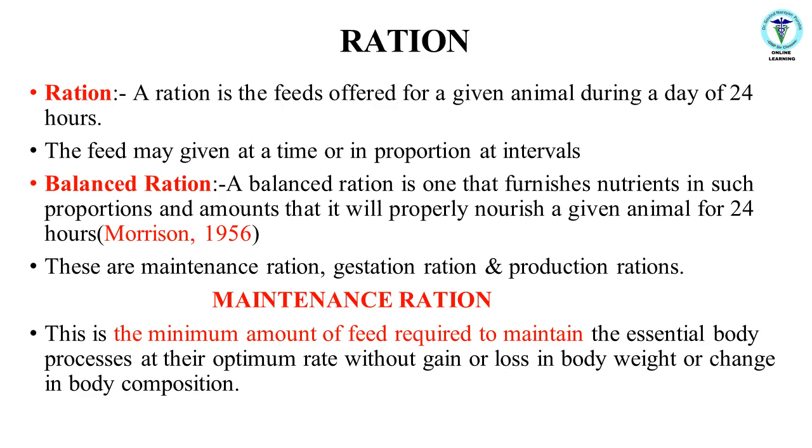First, let's discuss what is ration. Ration: a ration is the feed offered to a given animal during a day of 24 hours. The feed may be given at a time or in proportionate intervals. Balanced ration: a balanced ration is one that furnishes nutrients in such proportions and amounts that it will properly nourish a given animal for 24 hours (Morrison, 1956). These are maintenance ration, gestation ration and production rations. Maintenance ration: this is the minimum amount of feed required to maintain the essential body processes at their optimum rate without gain or loss in body weight or change in body composition.